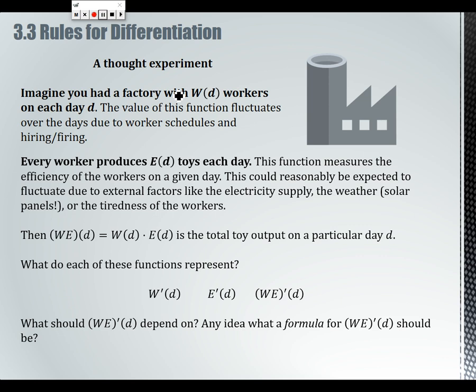So, better yet, maybe we can even come up with a formula for it. So, what should it depend on? I want you to think hard about this. How would you actually calculate that? Siobhan, you have an idea? Once we multiply the rate of change of efficiency by the number of workers. Why? It sounds right. Okay.